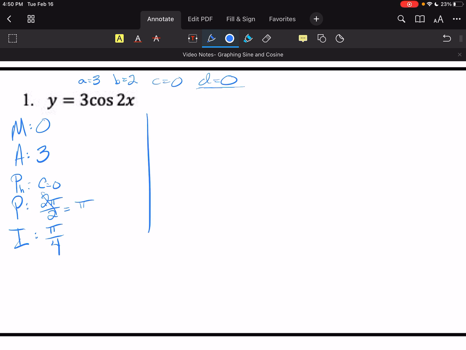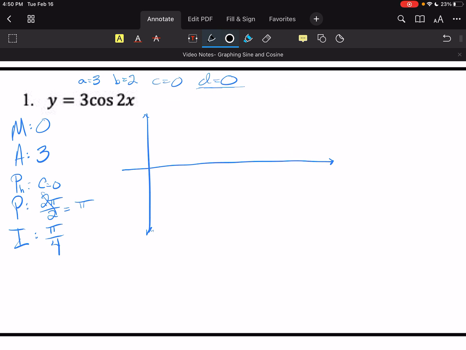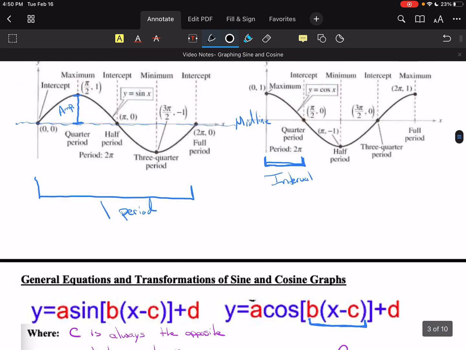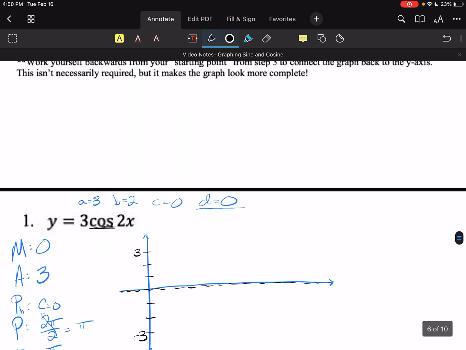So setting up a graph. Midline still 0, okay, so that's just my x-axis. And it has an amplitude of 3, so that means my maximum and my minimum are going to be at 3 and negative 3 respectively. So 1, 2, 3, 1, 2, 3. And this is cosine. I'm not phase shifting anywhere, so it's going to look very similar to my normal cosine graph. It's just the numbers are a little different.